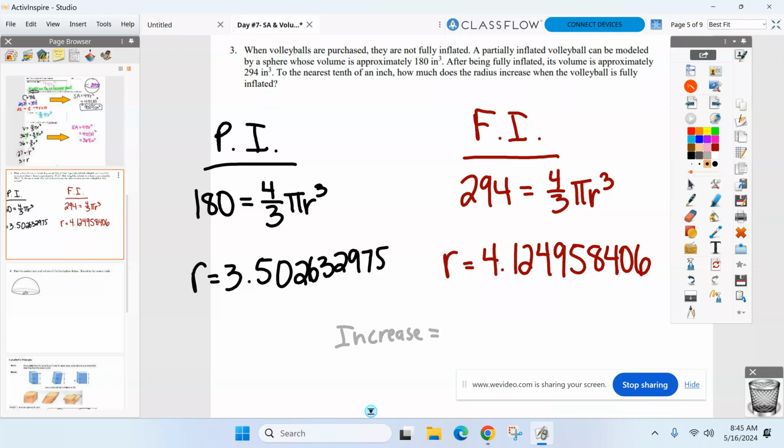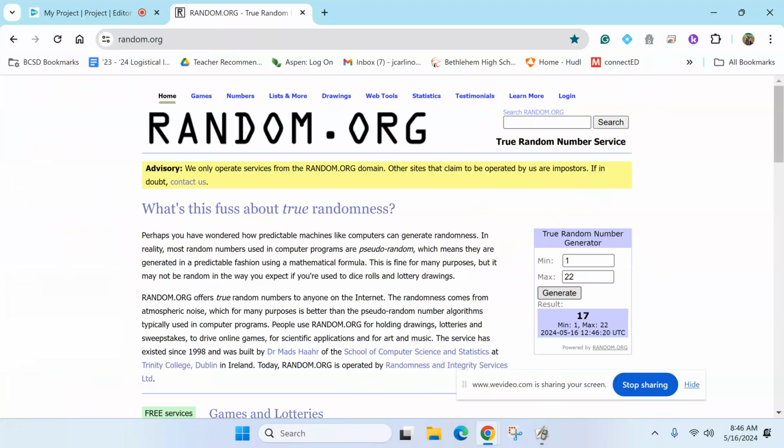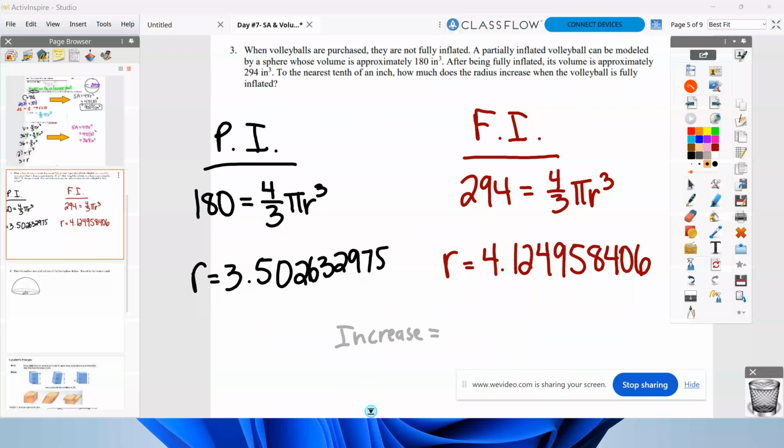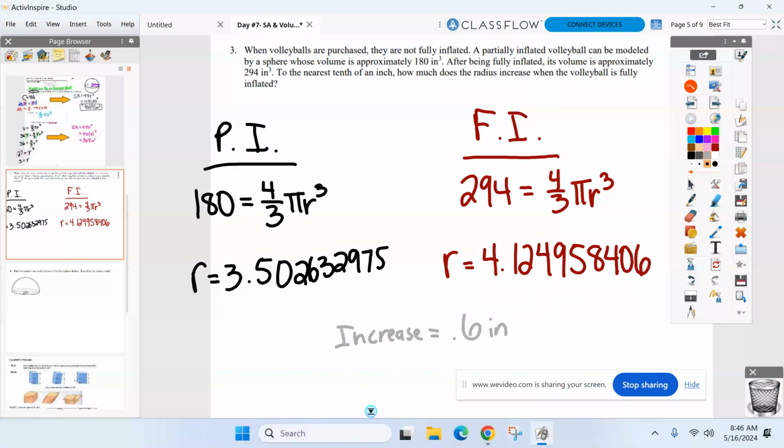Check out the radii here, please. Make sure we got the radii correct before I ask somebody what the difference is, or the increase in the radii from partially to fully inflated. Ready to go here? Nearest tenth. How much does the radii increase from one volleyball to the next? What's my increase there, Dylan? Nearest tenth? 0.6 inches. 0.6 inches that the radius increases from when it's bought to when it's fully inflated.